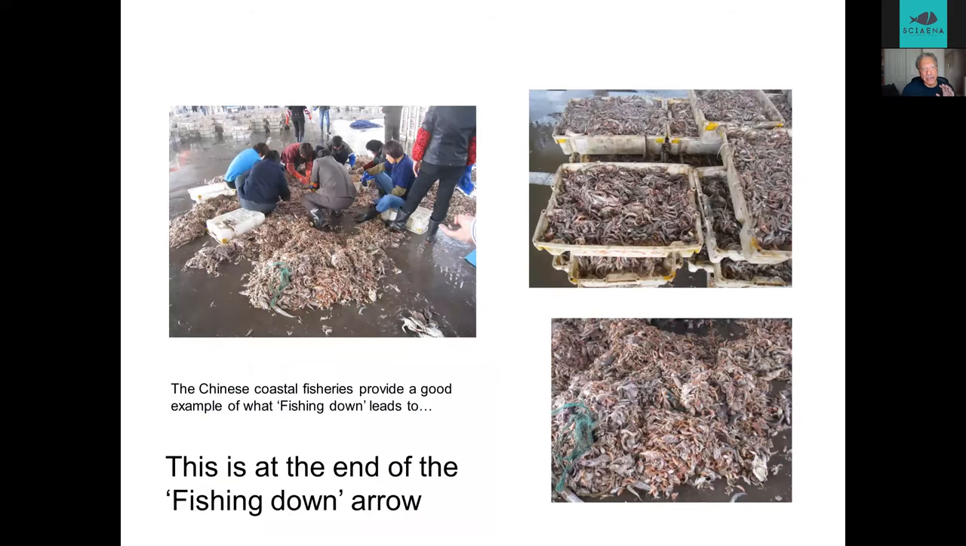Now, these pictures are from China fisheries. And this is not to criticize China or Chinese. This is to show what happens if you don't do anything about fishing down. This is at the end of the arrow, at the tip of the arrow. Small fish, juvenile fish, small invertebrates, jellyfish, in a mixture that is not edible and that is used largely for feeding aquaculture farms. This is not edible. People don't eat that. This is used for farming.